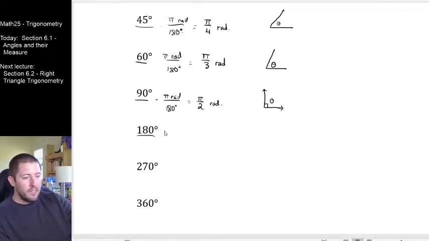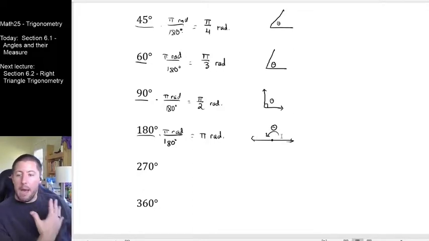We've already kind of seen this one right here. Hopefully you're not terribly surprised about this one. 180 over 180 is just going to leave us with pi radians. So pi radians is when we have opened up to our straight angle right there. This is our theta in this case. Pi radians, same thing as 180 degrees.